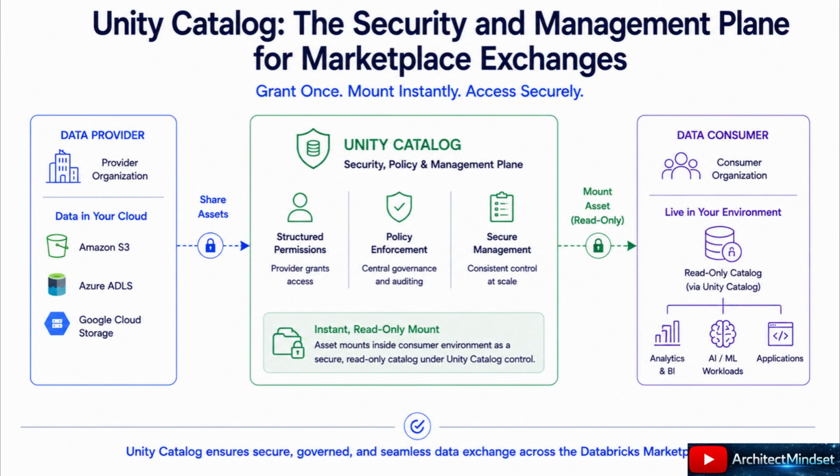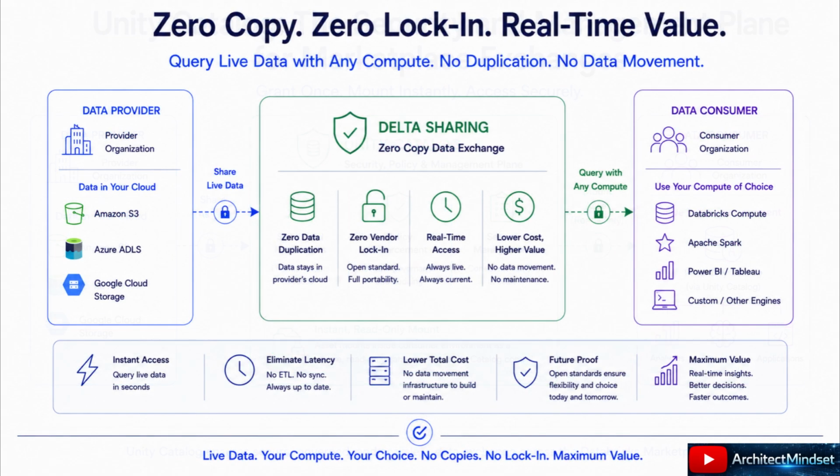Now coming to Unity Catalog. Unity Catalog serves as the security, policy, and management plane for all marketplace exchanges within Databricks. The provider grants structured permissions and the asset mounts instantly inside the consumer's environment as a secure read-only catalog under Unity Catalog control. There is zero data duplication and zero vendor lock-in. The consumer can instantly query live, real-time data using their compute of choice, completely eliminating data latency and the cost of maintaining custom data movement infrastructure.